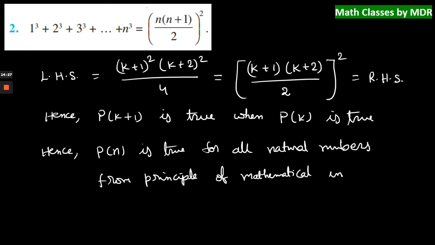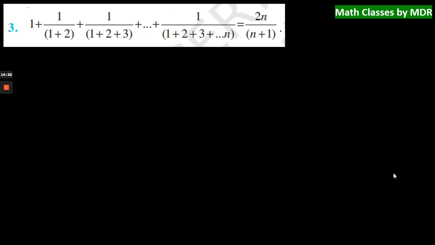Is it clear? Yes. Now let's go to the next problem: 1 plus 1 by (1 plus 2), 1 by (1 plus 2 plus 3). You do not need to panic by looking at the formulas and statements. You just follow the procedure blindly, and you will be able to prove it without any difficulties. This method itself is very easy, and there won't be any complication. You only have to follow the given 3 steps.